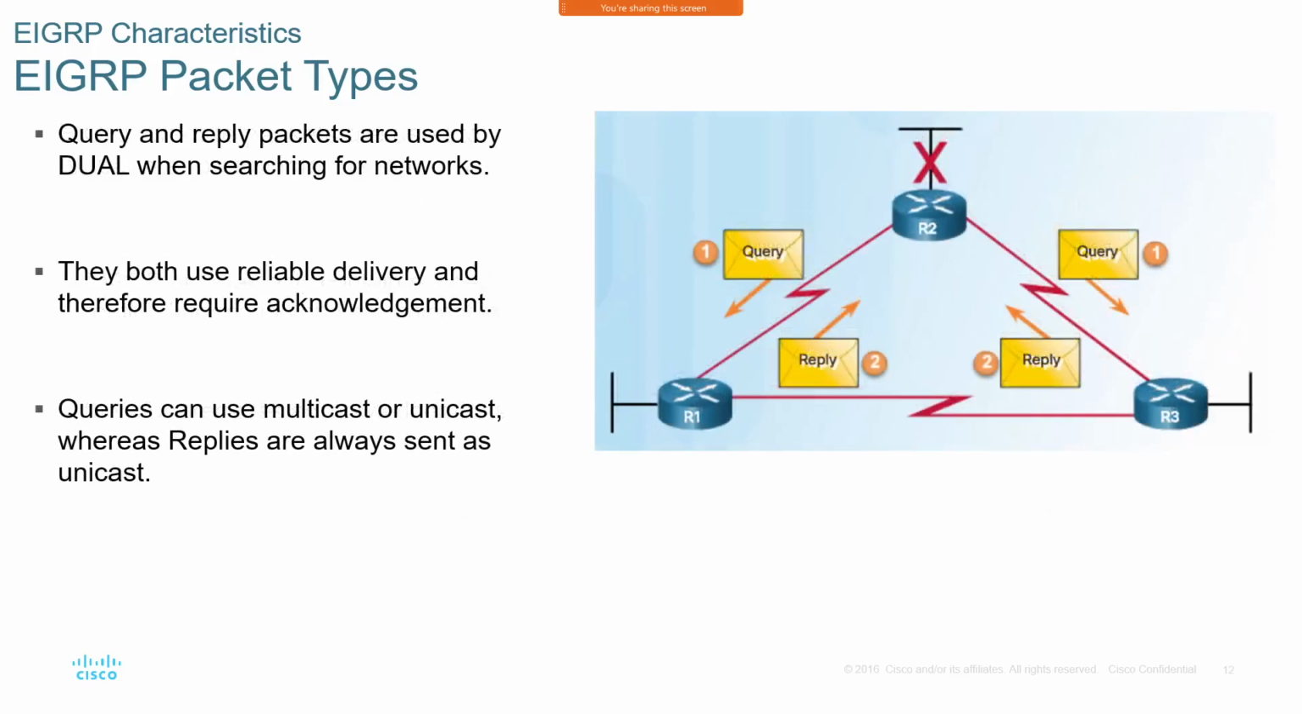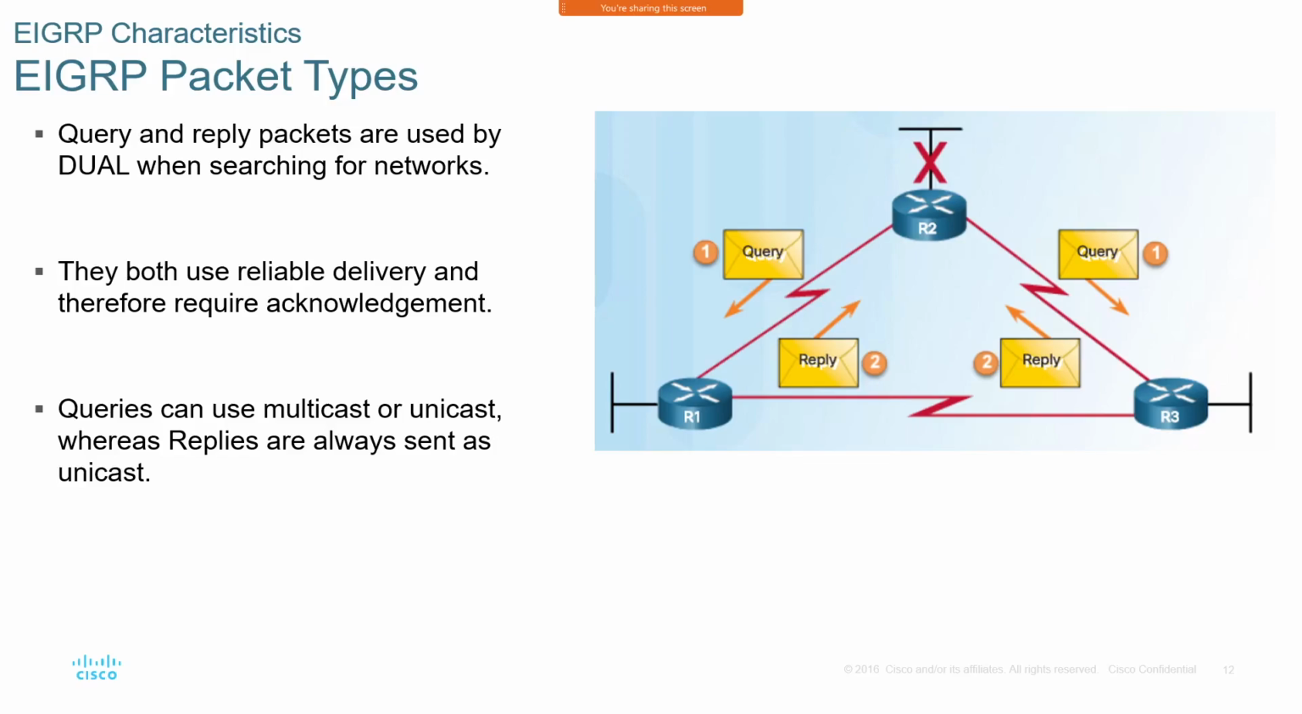How about a query message? Query and reply packets are used by DUAL when searching for networks. Now, once the local area network in router 2 is disconnected, once this network goes down, all the routers in the EIGRP autonomous system number need to try to find another way to the network that was lost. And they do this by sending a query message.